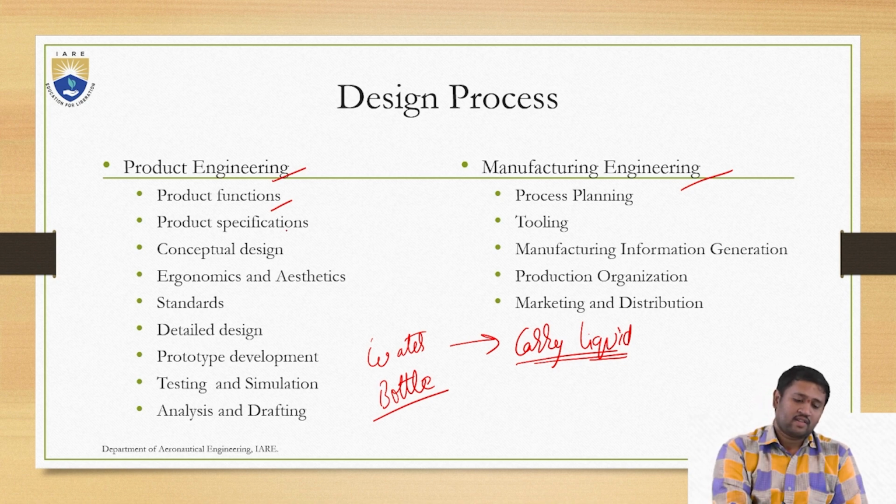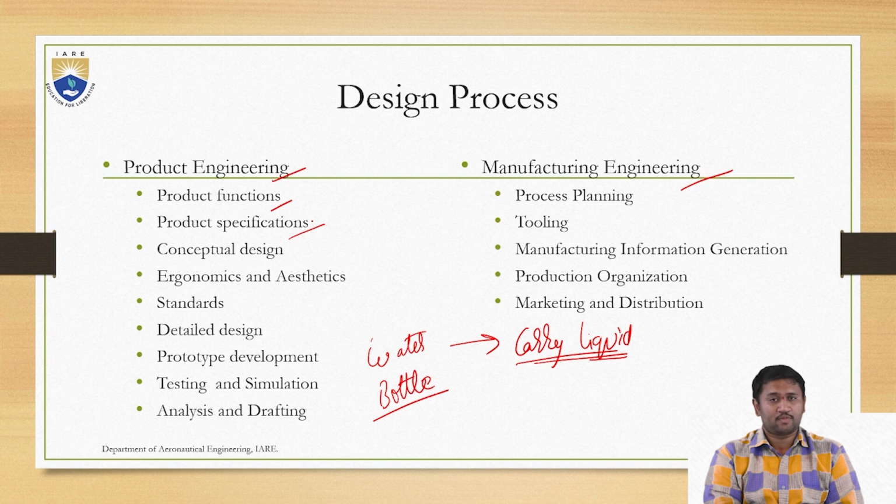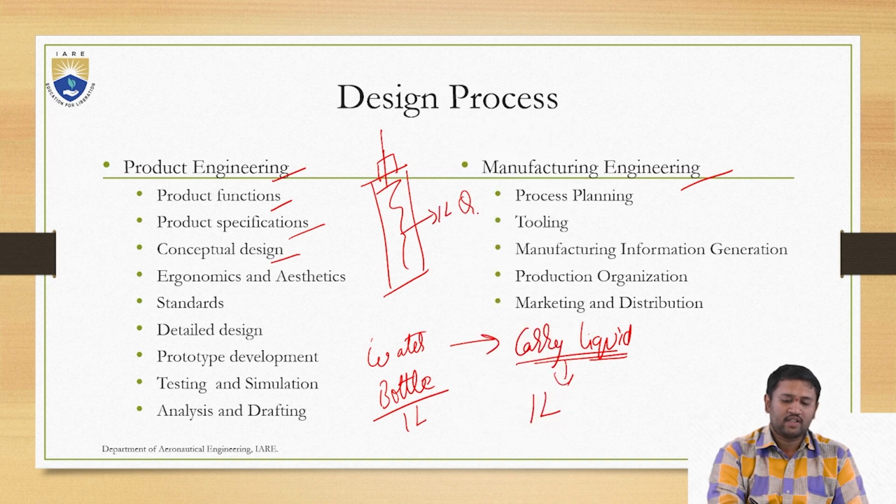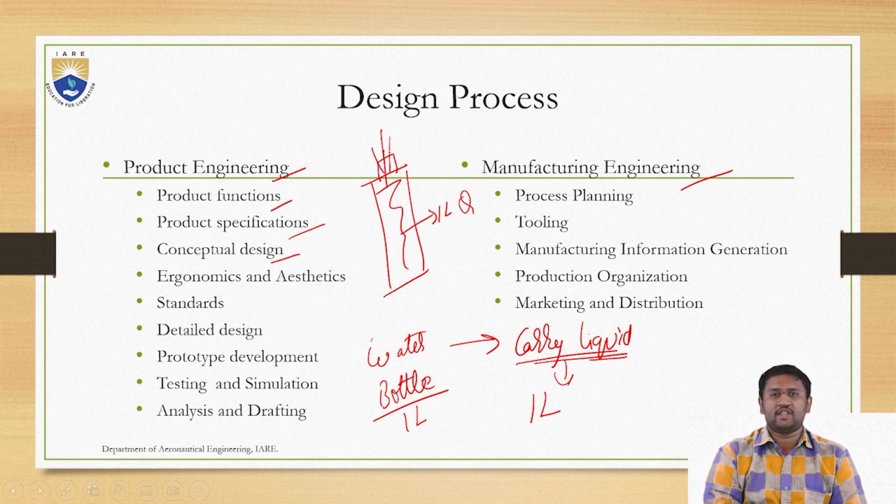Now, for the next step, what is the product specification that you particularly require? Let's say you're creating a 1 liter water bottle, a bottle with 1 liter capacity. The volume of liquid that you are supposed to carry in your product is 1 liter, right? Next, what is the conceptual design? A simple container with capacity to carry 1 liter of liquid, right? And a nozzle design, to ease pouring it in, right?